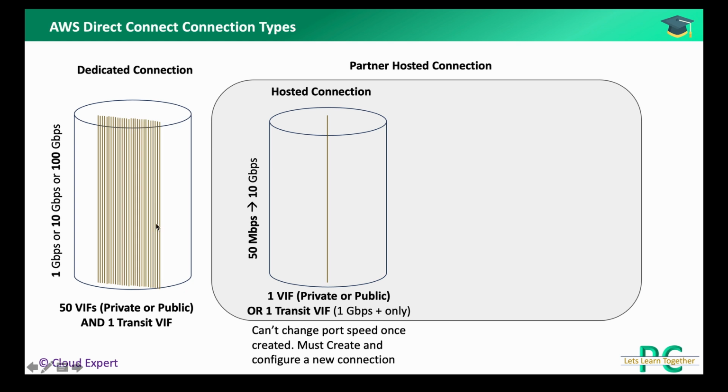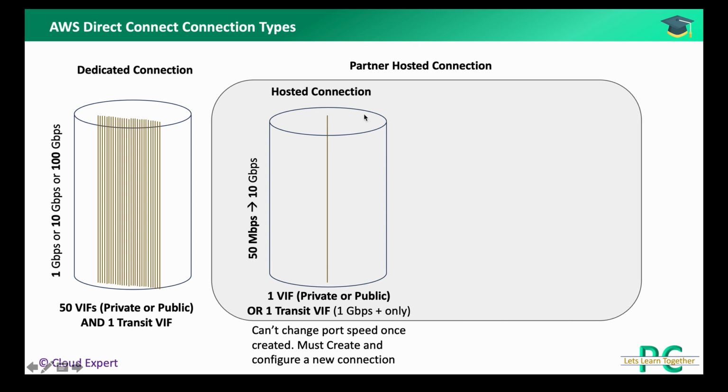The next option is partner hosted connection. As I mentioned earlier, if your network topology demands less bandwidth, let's say 500 Mbps or maybe 100 Mbps or maybe 50 Mbps, in that case you don't really need a 1 Gbps connection. In that case, you can approach an AWS partner who has a hosted connection, and you can select the bandwidth from 50 Mbps to 10 Gbps. You can select 50 Mbps, 100 Mbps, 1 Gbps, whatever you want.